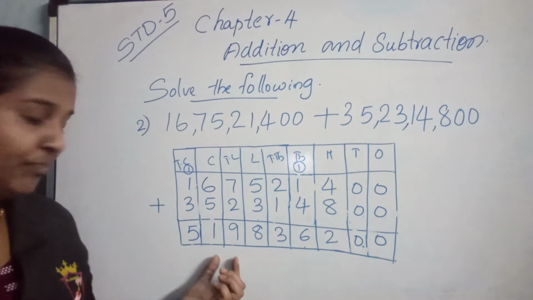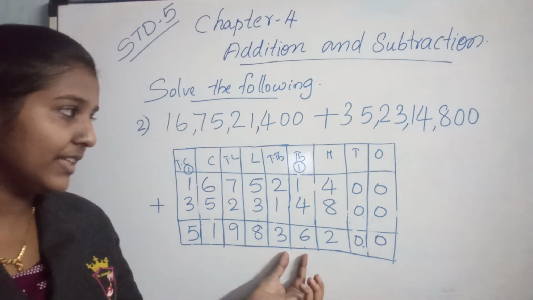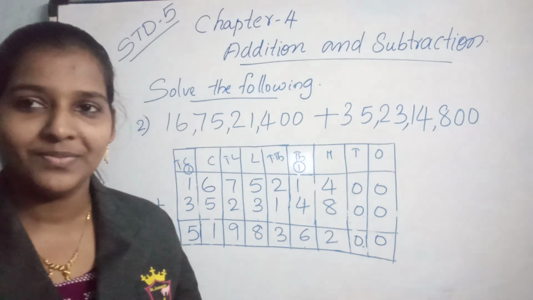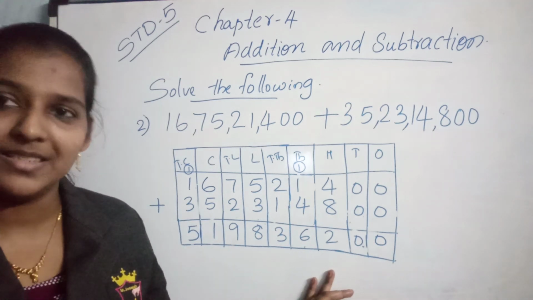We got the sum 51 crore 98 lakh 36,200. Is it clear, children? Okay. So this is the way to add large numbers.